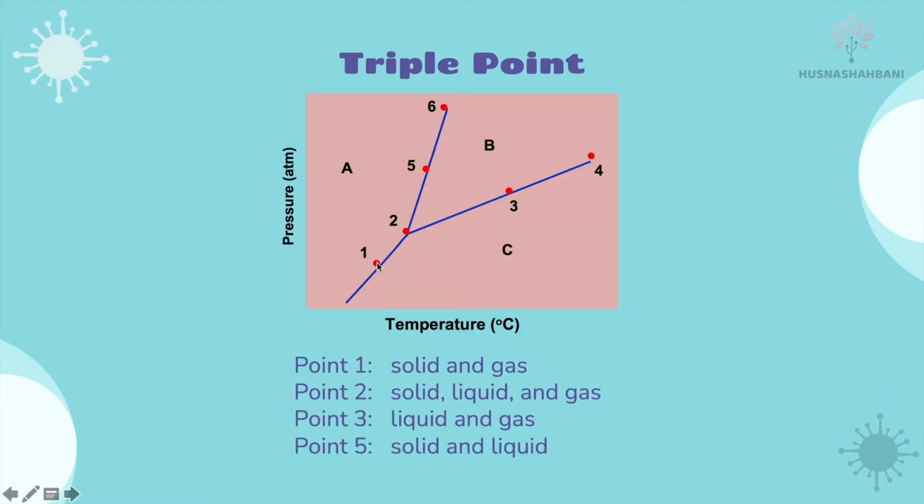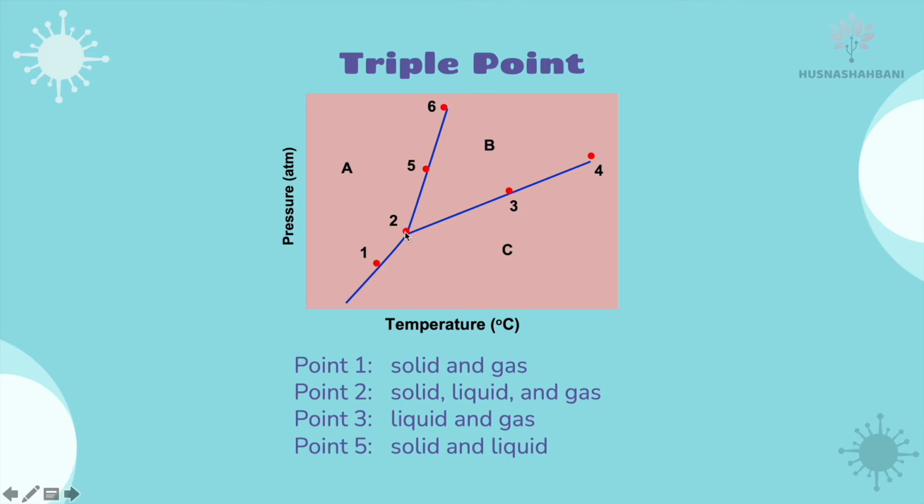So point 1 on the line, so we know that A is solid, B liquid, C gas. So point 1 on the line, A and C, solid and gas. Point 2 here, this is at the triple point.